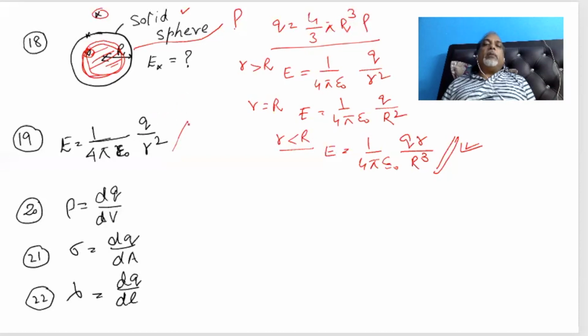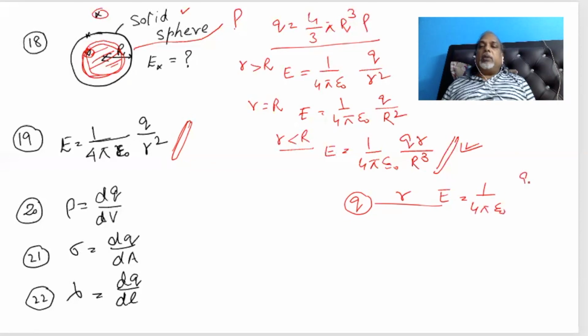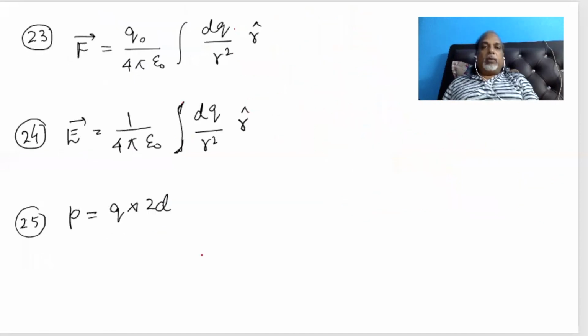What is this formula? I told you, when a charge Q is there, at distance r the electric field will be 1 by 4 pi epsilon 0 Q upon r square. If an isolated charge is like this, it will have an electric field at this point. This is again volume density, surface charge density, linear charge density. We have already used these things.